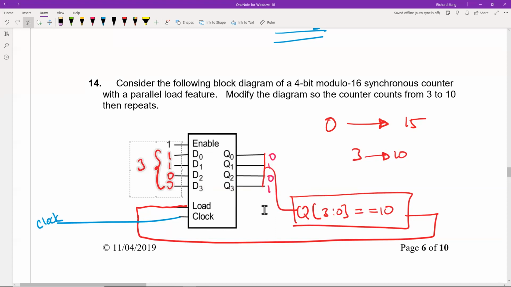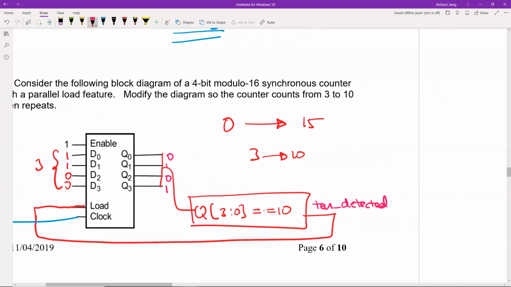Logic. Get it? So the logic from the Qs would just be Q0 bar, Q1, Q2 bar, Q3, right? Exactly. So this logic here is exactly what you just said. So this is 10. We'll give it a name. That was very good, by the way. Exactly what we wanted to hear. This is a 10 detected. And then it's exactly what you just said. So Q3, Q2, Q1, Q0, and then we put a bar on top of here and here, right? Mm-hmm. Simple.